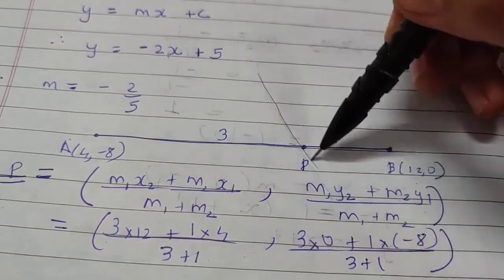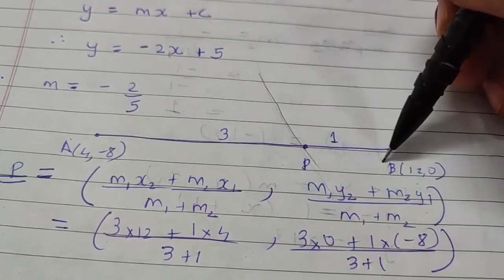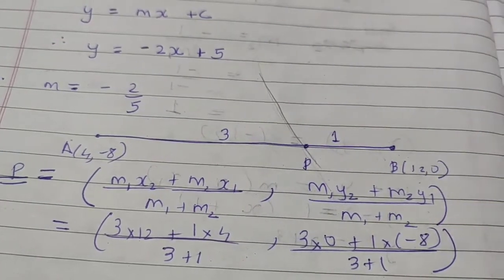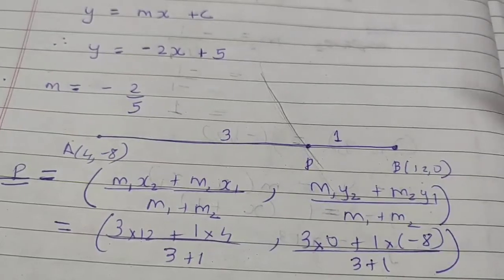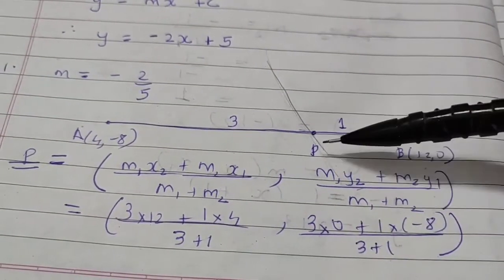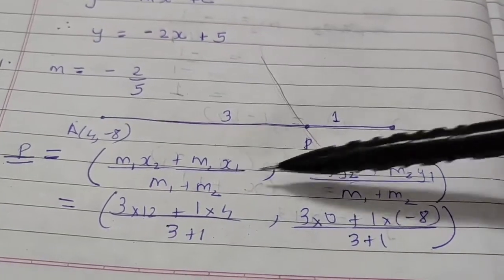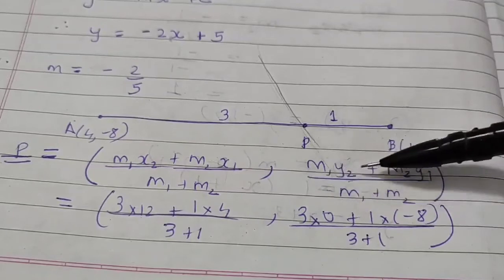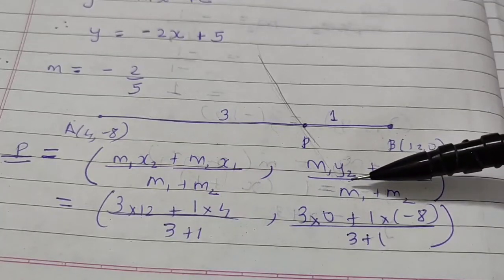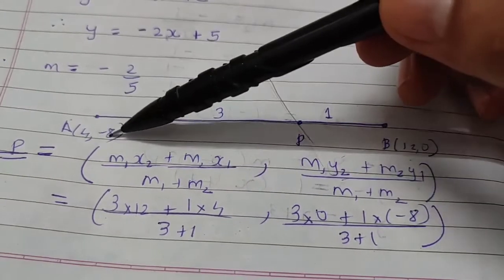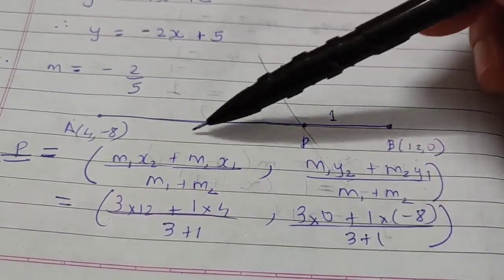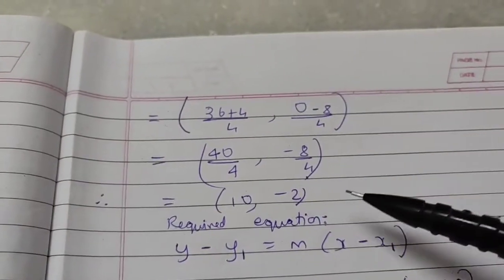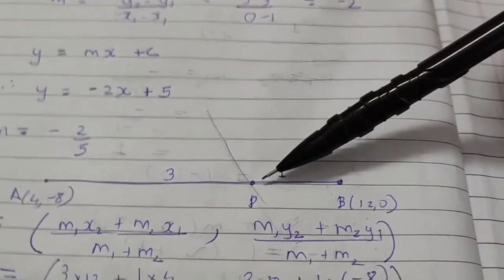Since the ratio AP to PB is given as 3:1, I can use the section formula to find the x and y coordinates of P. Here notice I have done it directly. I have not solved for x first and y first, because I expect you to be expert in this by now. Here this is x1, y1, this is x2, y2, and this is m1 ratio m2. Substitute the values and I'm getting the point as (10, -2). So I got the coordinates of P.